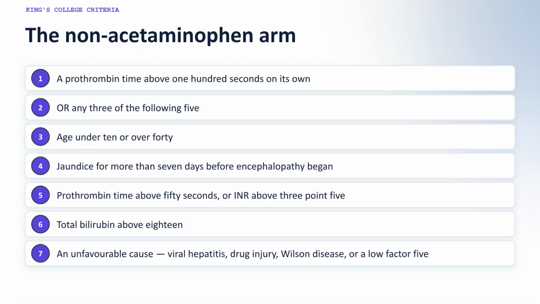The non-acetaminophen arm. A prothrombin time above 100 seconds meets the criteria on its own. Otherwise you need any 3 of 5. Age under 10 or over 40. Jaundice for more than 7 days before the encephalopathy started. A prothrombin time above 50 seconds or an international normalized ratio above 3.5. A total bilirubin above 18. And an unfavorable cause, which means viral hepatitis, drug-induced injury, Wilson disease, or a low factor V level.